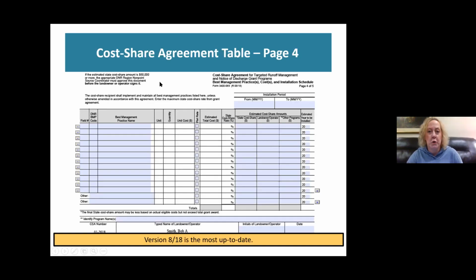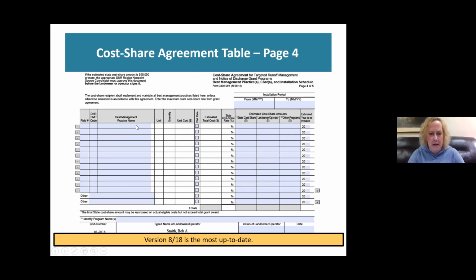Page 4 of the cost share agreement is essentially the BMP table. And it's really important that you fill out all of the information that is asked for, essentially in the shaded cells. You fill this out for each practice that is going to be installed by that landowner. And so you go across here and you can see the various data fields that we're looking for. There's the field number, DNR BMP code. That will be a drop-down list and will populate the name of the practice.